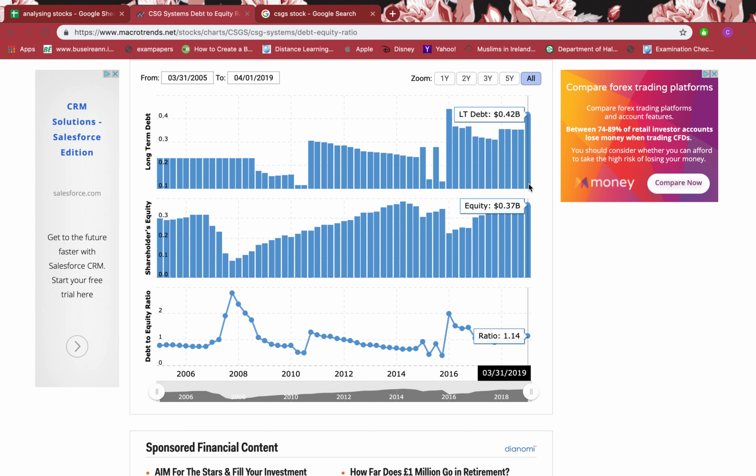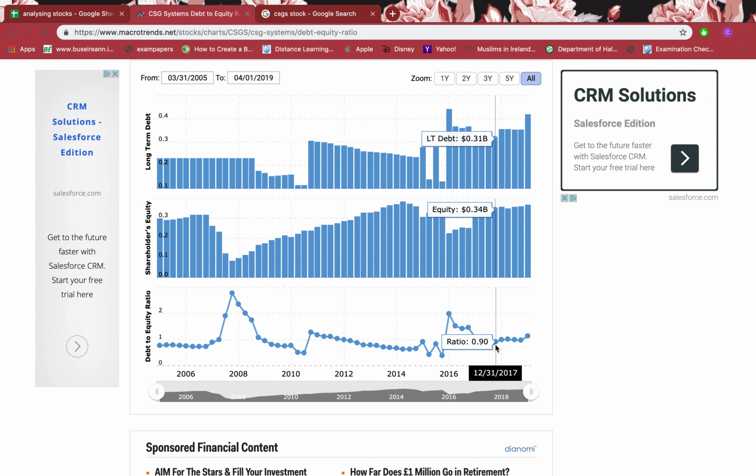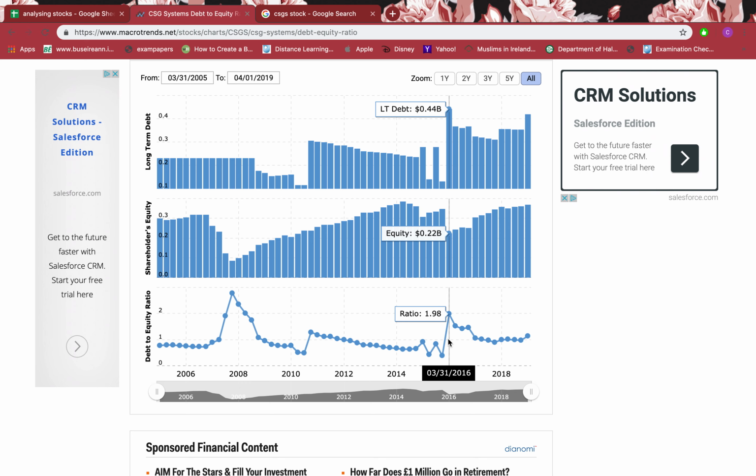So debt is more than equity, which is very risky. If I look back, it's 0.98. So long term debt is nearly equal to equity, very risky. And then it's more than equity, and it's fluctuating. If you look at the long term debt, it's quite a lot. It's nearly double the amount of equity.